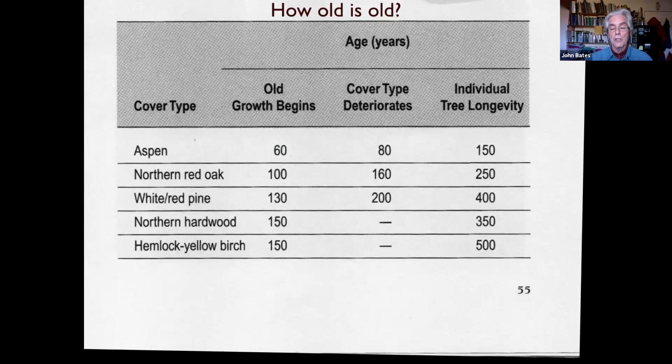So I like to compare this to human beings. We average living 80 years. If you took white pine at 130, that's about 1/4 of its possible longevity. It'd be like saying that we're getting old when we're 20, 22 years old. So our old growth definitions are based ecologically. They make sense. Old growth is beginning.